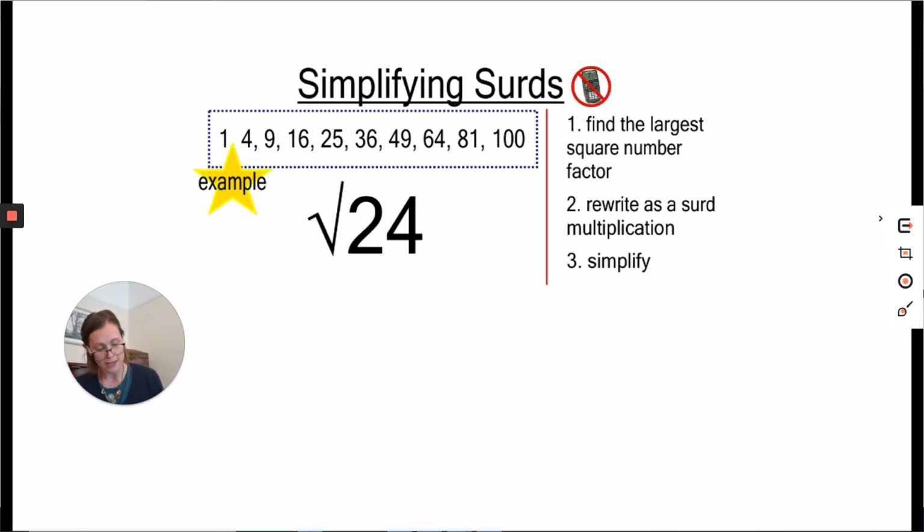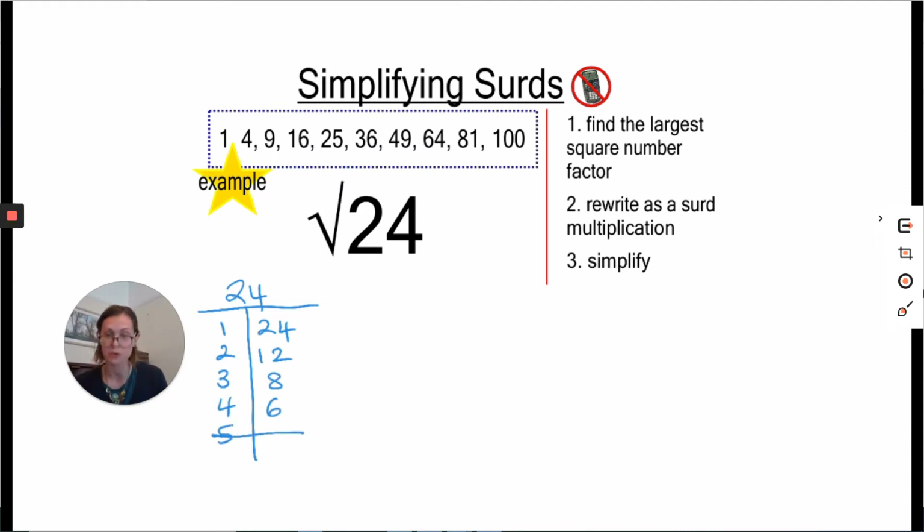So if we're trying to simplify root 24, I need to find the largest square number factor. In order to do that, I'm going to write the factors. So I write 24 here, and I'm going to write them in pairs, and I'm going to do it really methodically. So I'm going to start with 1, and I'm going to say 1 and 24. Then 2, 2 and 12. Then 3, 3 and 8. Then 4, 4 and 6. 5 doesn't go, so I cross it out. 6 does, but because it's already in my list, I know that I can stop. And that tells me that I have got the full list of factors. There's nothing I've missed out.